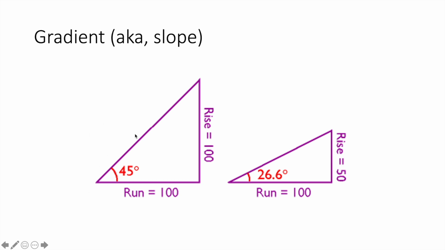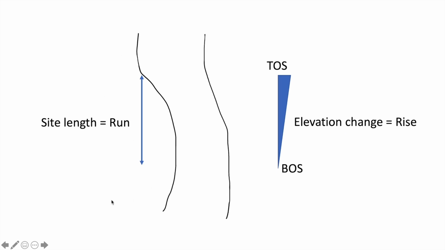But conceptually, this is basically what we're looking at here, where this would be our bottom of site and this would be our top of site. So we're saying how steep is our river channel? Is it super steep or is it just a little bit steep? When we look at it on our river here, so we have our bottom of site and our top of site.